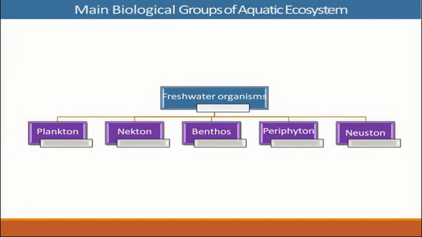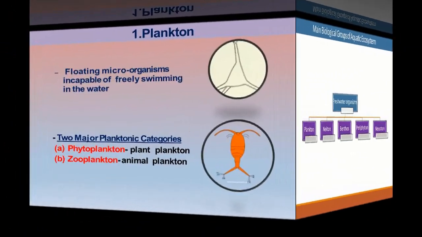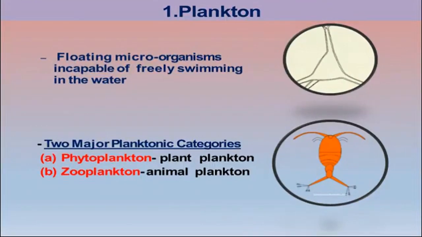However, we can classify these freshwater organisms into 5 types. The first one is plankton, then nekton, then benthos, periphyton and nuston. The first category is plankton.